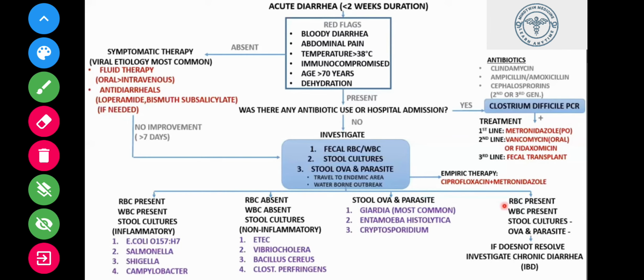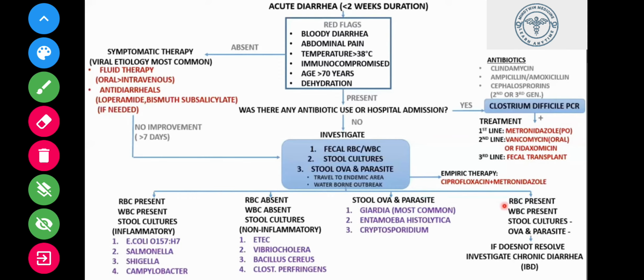And the second one is RBC is absent, WBC is also absent, stool culture is non-inflammatory. So what you will do, you will confirm it as an enterotoxin, Vibrio cholerae, Bacillus cereus, Clostridium perfringens. So these could be the bacteria causing this acute diarrhea. And you will also check for stool ova and parasite, if there could be a presence of Giardia lamblia, Entamoeba histolytica, or Cryptosporidium. So these are the parasites that would be present.